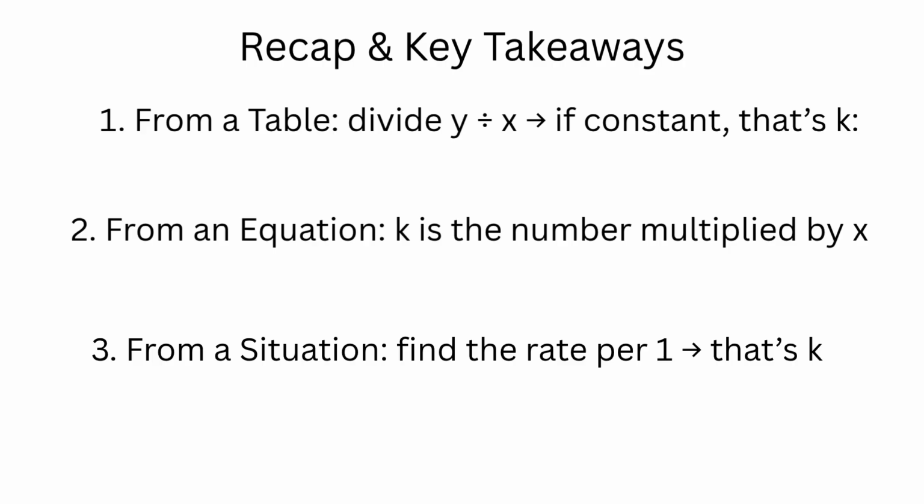Let's recap. You can find the constant of proportionality 3 ways. From a table, divide Y by X and see if it's constant. From an equation, look for the number multiplied by X. And from a situation, find the rate per 1. If it's consistent, it's proportional, and that number is K.